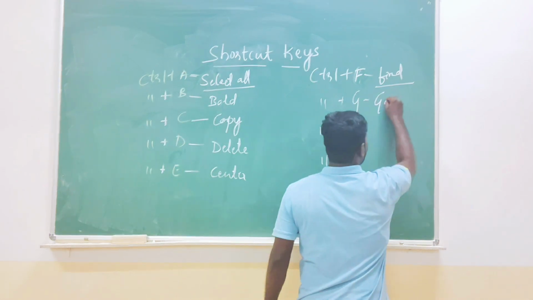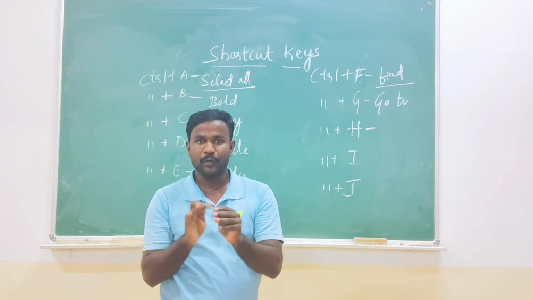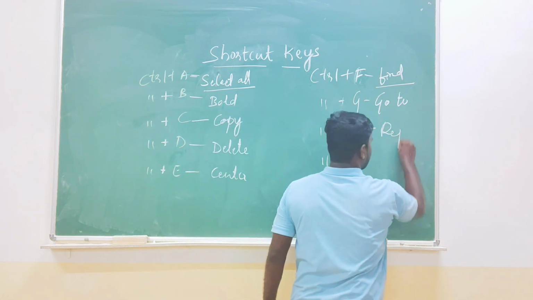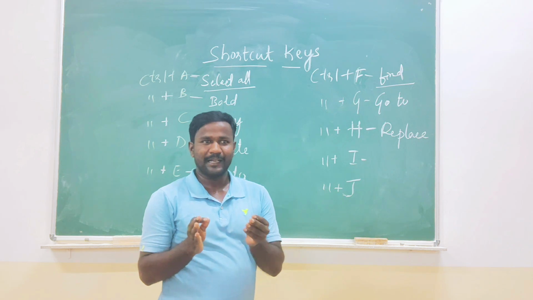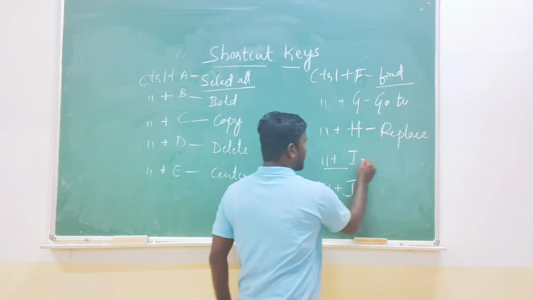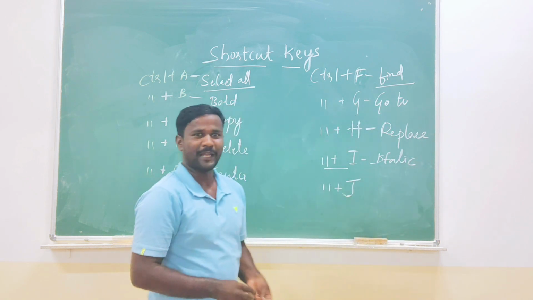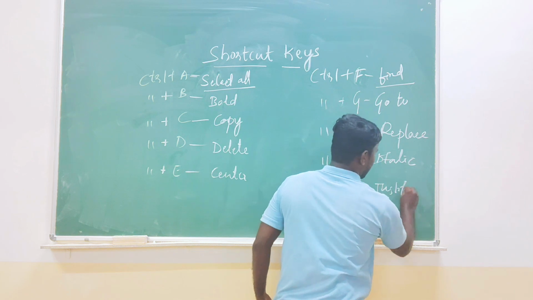And we have H, which means replace. We find a word and we want to replace it with some other word. So we are using H for replace. And I means italic. Italic means the curved letters we use sometimes. So the shortcut key is Control I for italic.